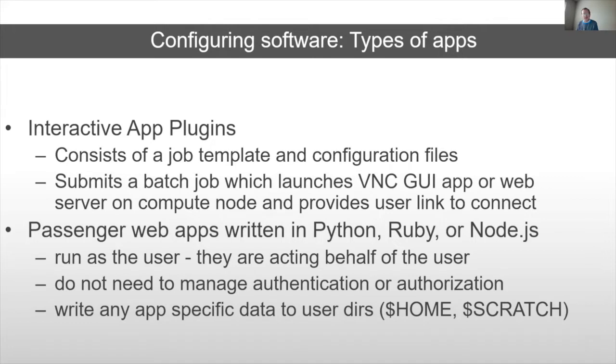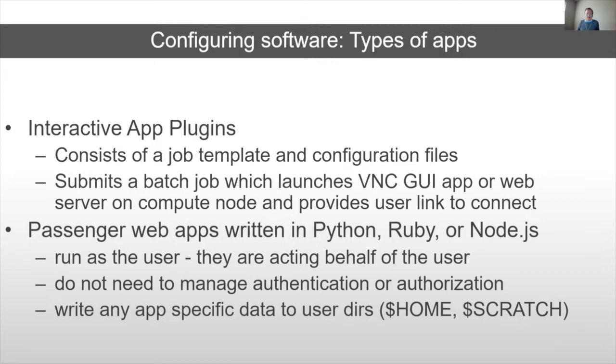Passenger apps, on the other hand, are full stack web apps. So they're Python, Ruby, Node.js. The dashboard is actually a passenger app. The job composer is a passenger app. The shell app is a passenger app. So these are applications that are full stack. They provide a lot of pages for the user, and they have their own environment dependencies. But they always run as the user too. Whenever you launch an app, you're always acting as that user.